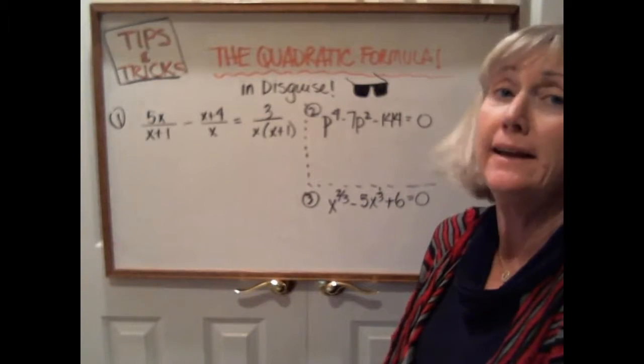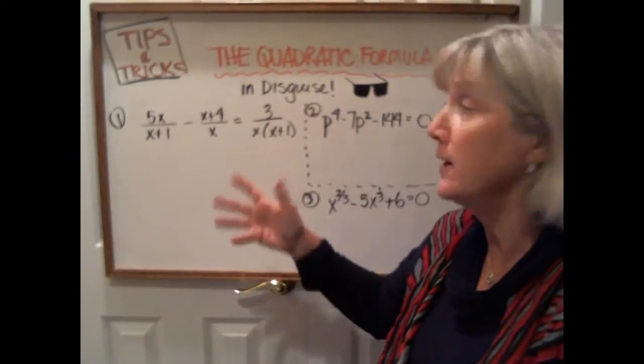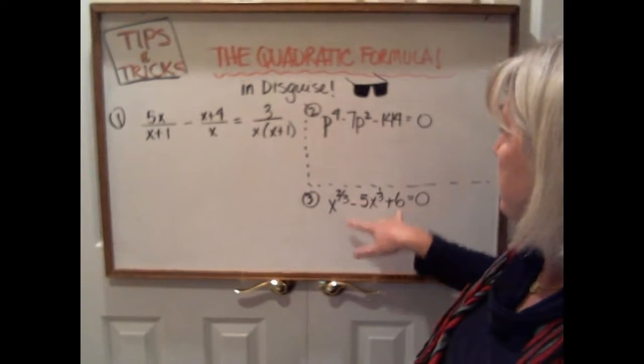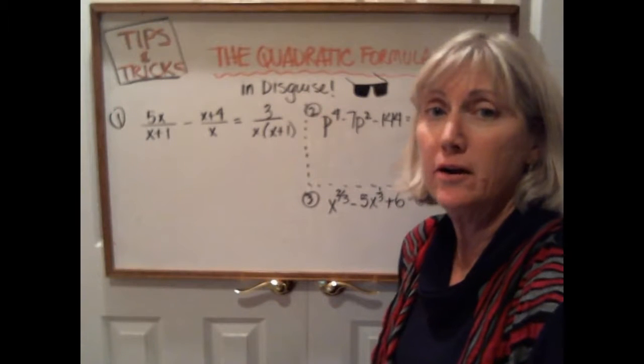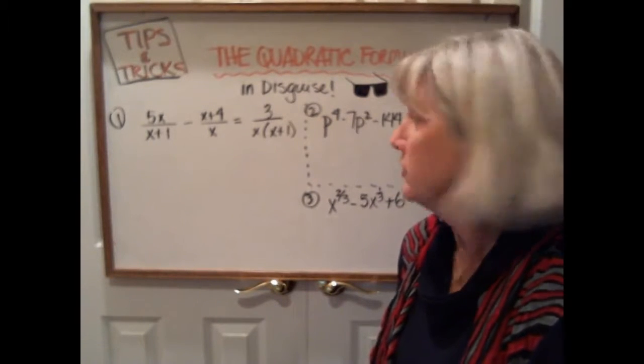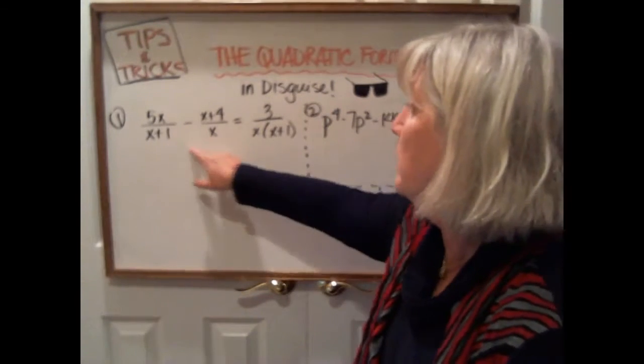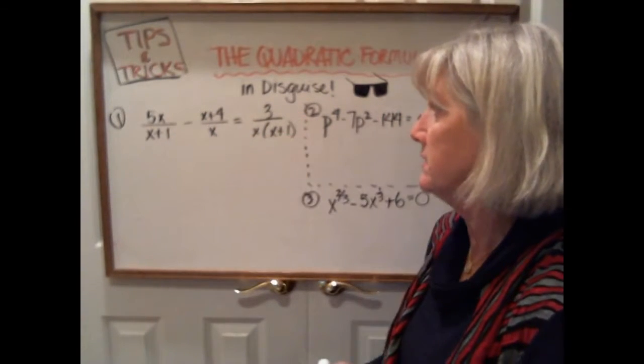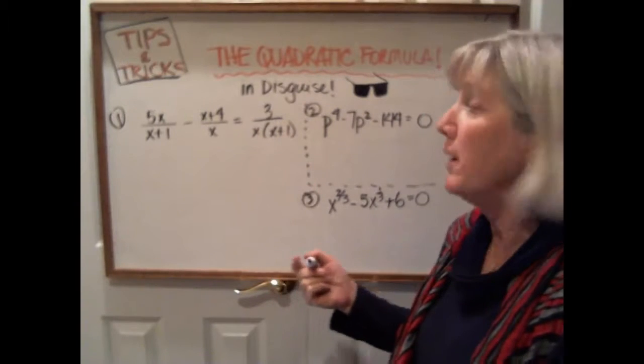Surprise! I'm back. And one surprise here is all three of these examples are quadratics. And I'm going to show you why. This one is a quadratic. It's a bunch of rational expressions to make a rational equation.